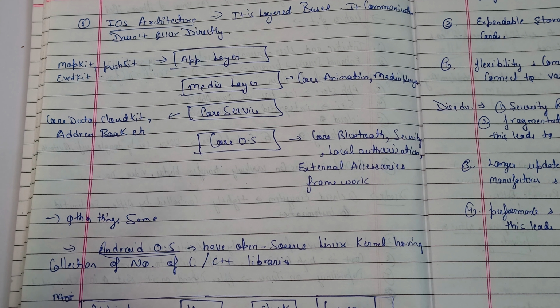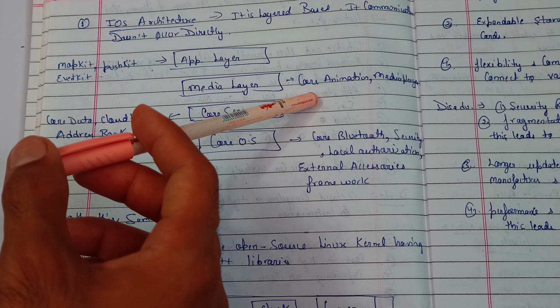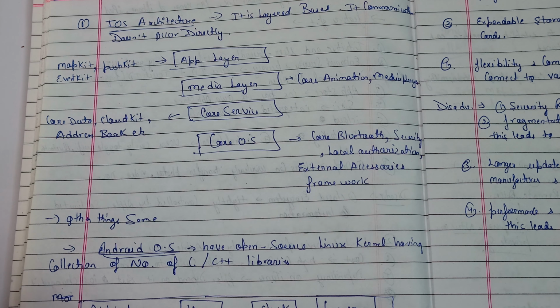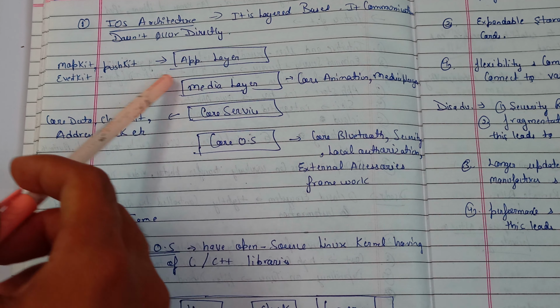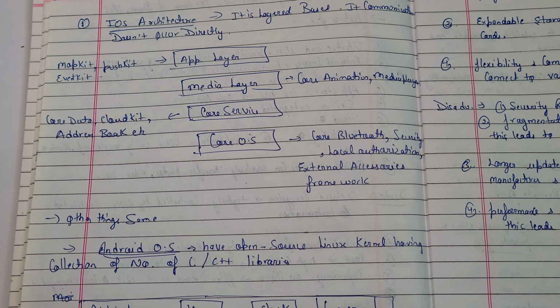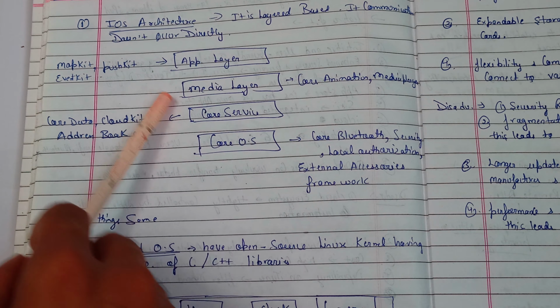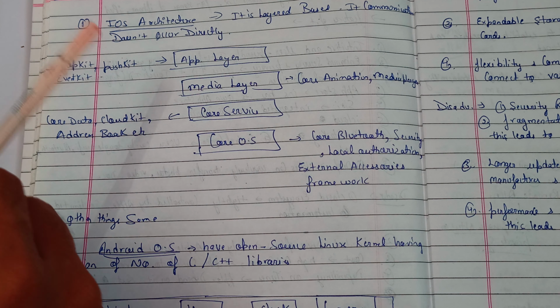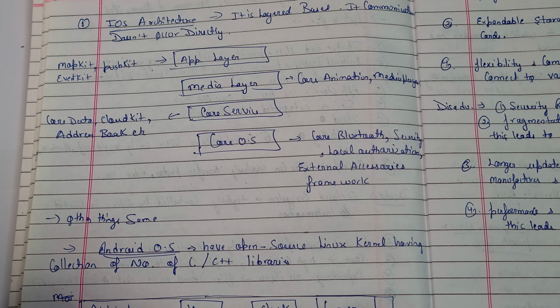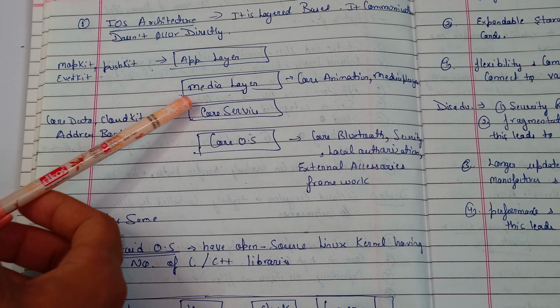Then there is the media layer. The media layer contains Core Animation and the media player. Everything related to animation in the iPhone goes in the media layer, and the media player on which you play video, etc., is all together in the media layer.